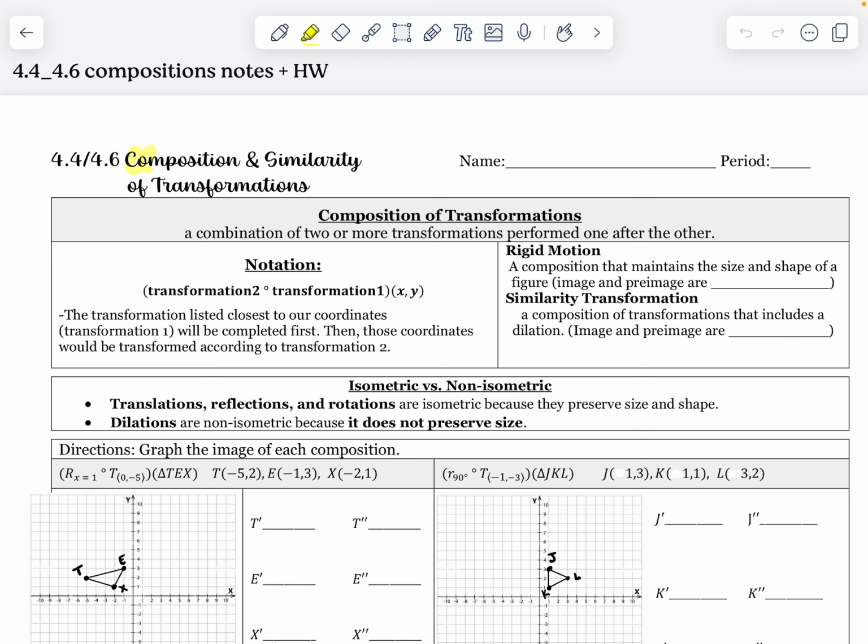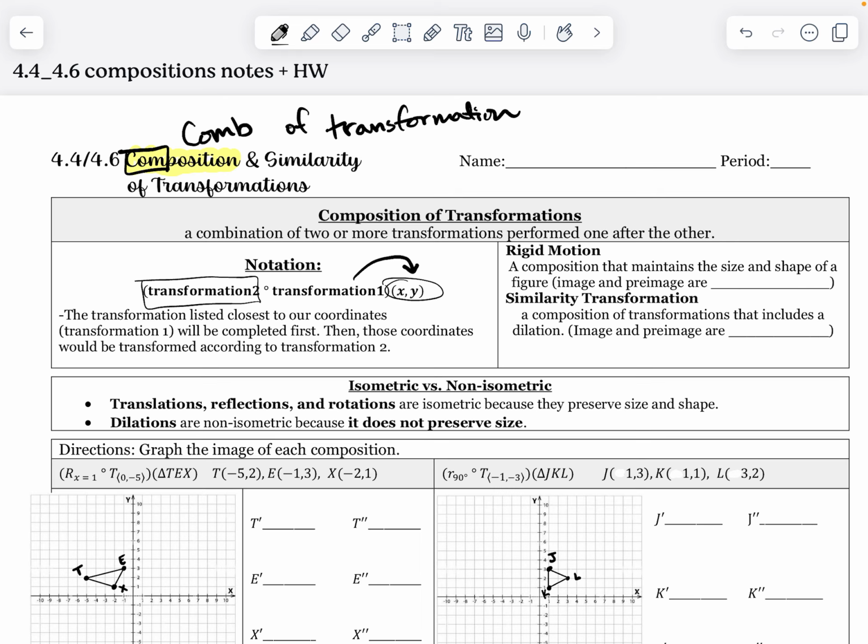Really, our main idea is a composition, a creation. It's actually also a combo. A combo of transformations. So whenever you see a composition of transformations, we are doing a combo of two or more transformations performed together. The notation, all right, so it says XY, so that's the thing that you're going to do it to. So like whatever the shape is or the point is or whatever. You actually do the one closest to it first, and then you'll do this second one second.